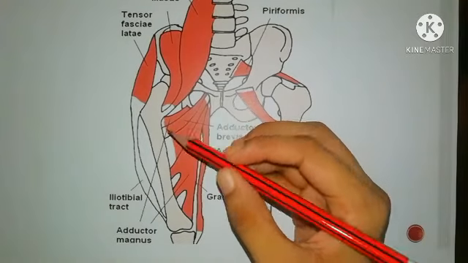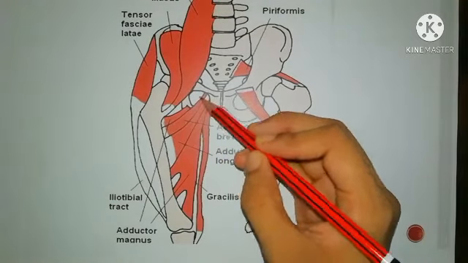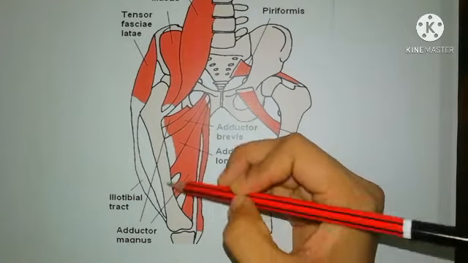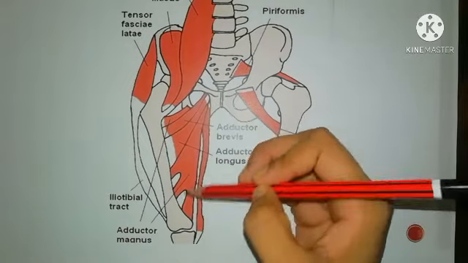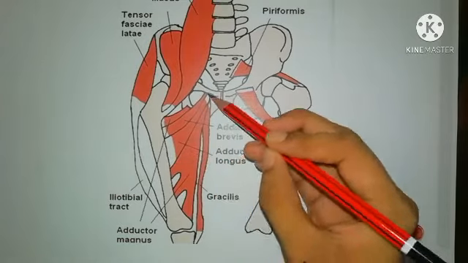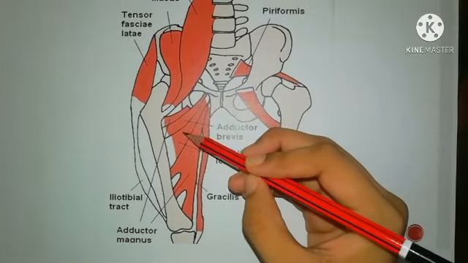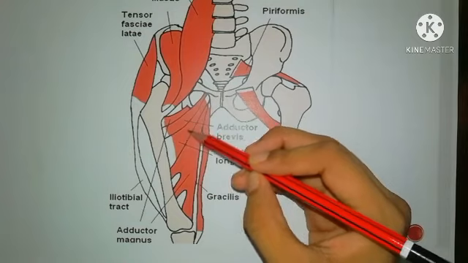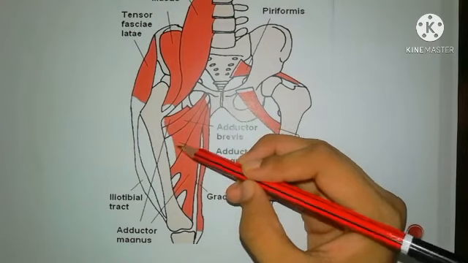Muscles of the medial compartment of thigh. These are the muscles of the medial compartment of thigh. First muscle is Adductor Longus. This is the muscle, this triangular muscle. This is a triangular muscle forming the medial part of the floor of the femoral triangle.